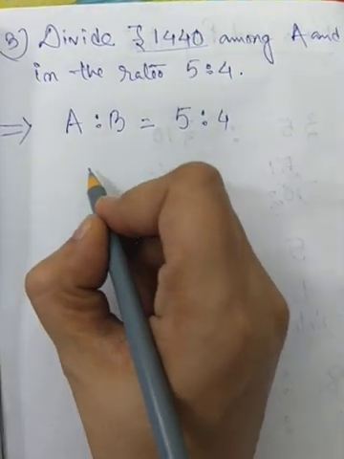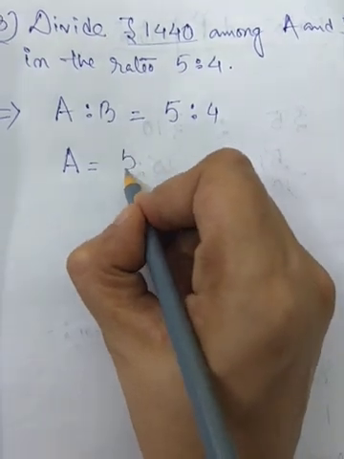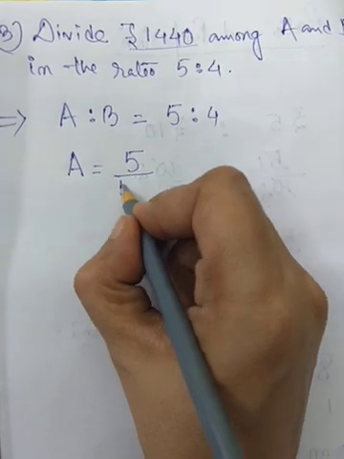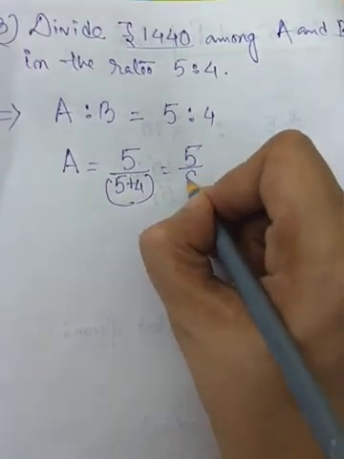See the pattern, it is very easy. So A will get how much portion? 5 portion out of the total how much? 5 plus 4, which is 5 portion out of 9 portion.